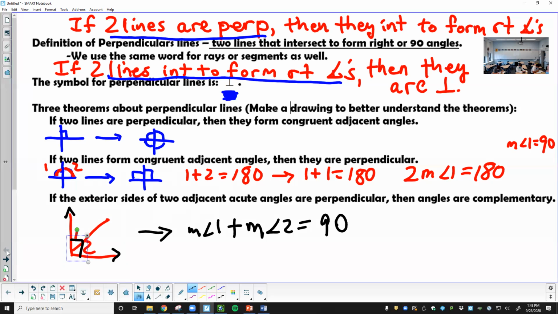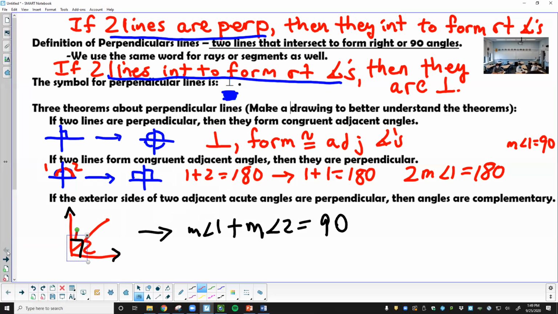So when you want to reference these theorems, you can shorten them a little bit. Let me just show you how to do that for one of them. So if two lines are perpendicular, just go like this. For this one, two lines are perpendicular. I'm fine with that. Perpendicular lines form congruent adjacent angles. You can even drop the comma. So we can shorten the theorem to a phrase, right?